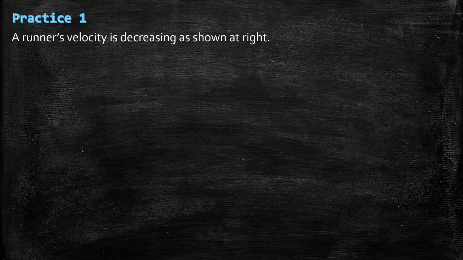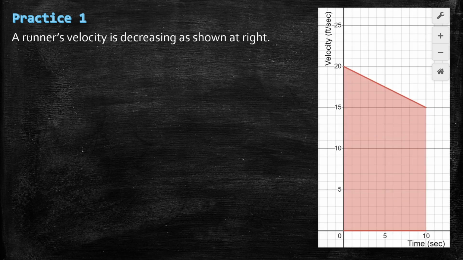So now we're going to practice looking at some different types of rate curves and trying to understand and interpret what the area under the curves represents. So here we have a rate curve of a runner's velocity, and it's decreasing. So at time 0, they're going at 20 feet per second, and they gradually slow down. 10 seconds later, they are going 15 feet per second. So let's start by finding the area shaded in red.